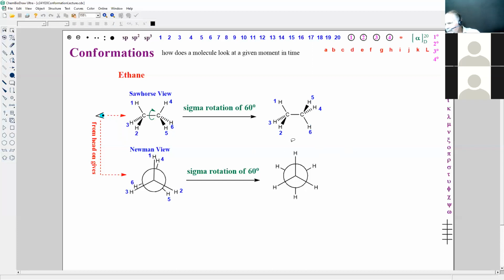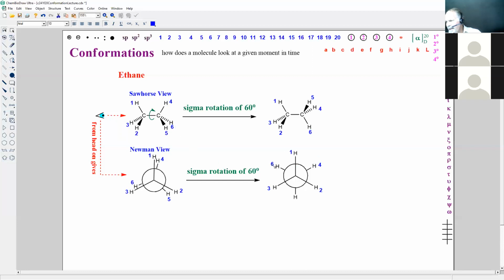So keeping the front carbon exactly the same, we have 1 and 3 and 2. Nothing moved there, but 4 rotated to about right there. That's this one. The 6 used to be here, and it'll be over back here.